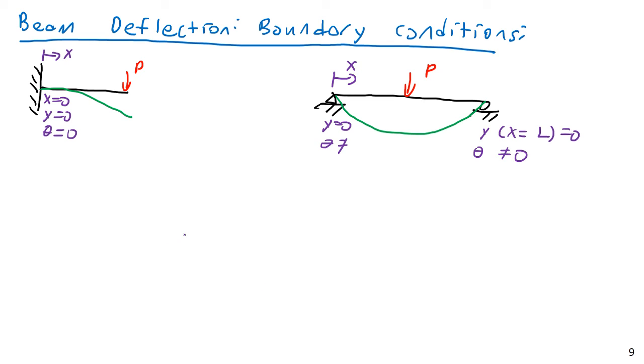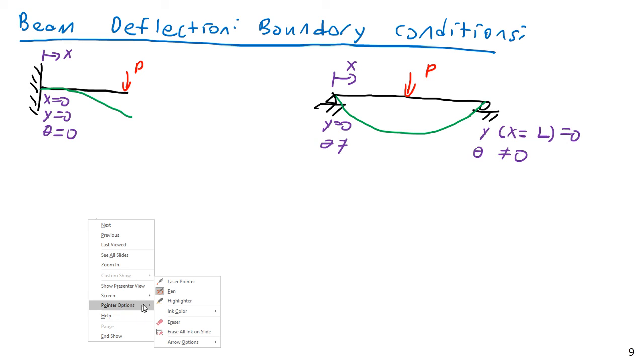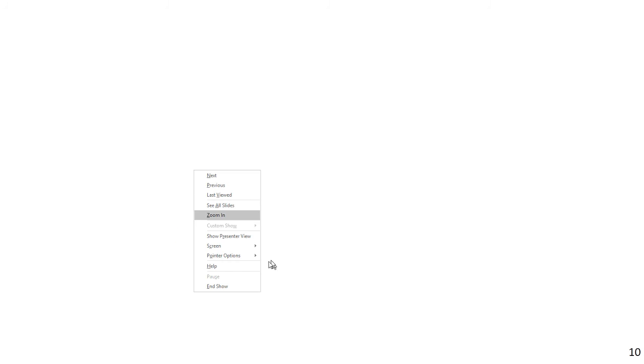Now, what's next? Let's see. What if we had something more complicated? Finally, what if we had something like this? What if we had a beam that had a load at a particular point, at a special location?